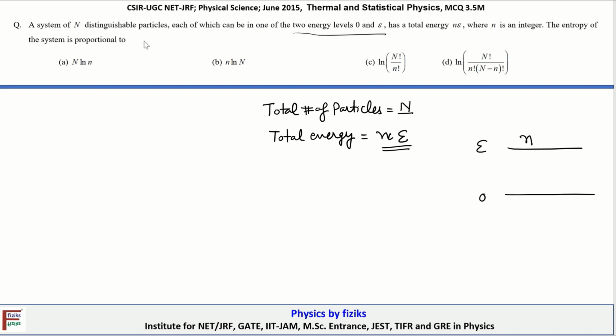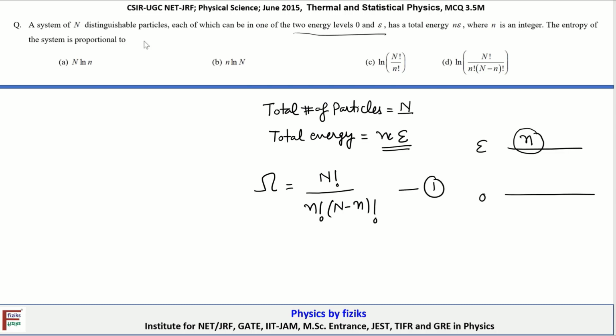Therefore the possible number of microstates, the accessible microstates to the system, is N factorial. Out of these N factorial arrangements, we have to pick n particles, that is, we are supposed to fix these n particles in energy state E. So the corresponding arrangements will be N factorial divided by n factorial and the remaining (N minus n) factorial. This will give us the total number of accessible microstates to the system.